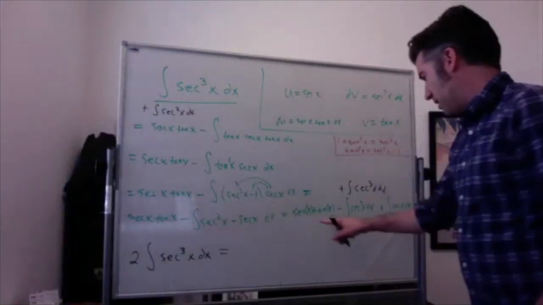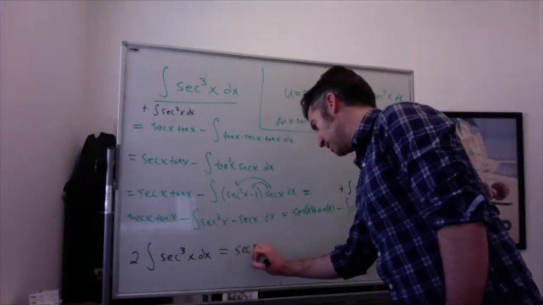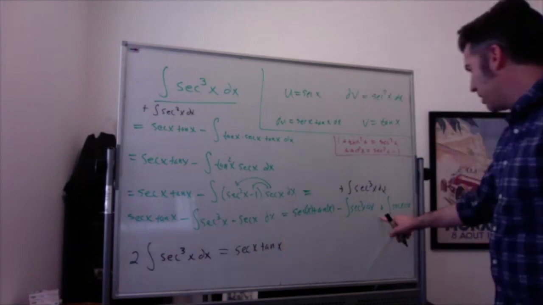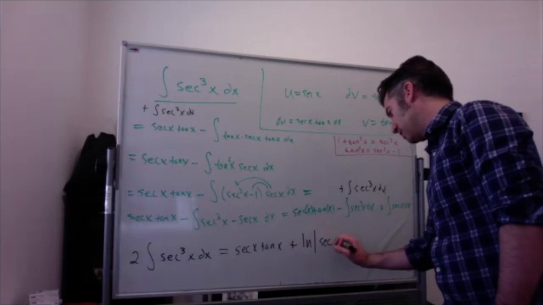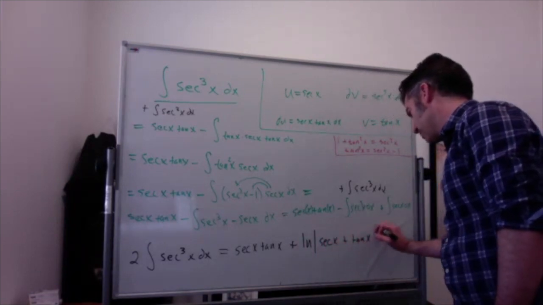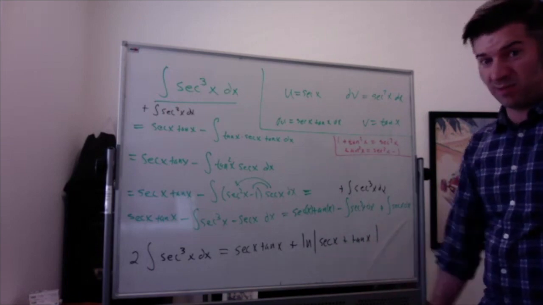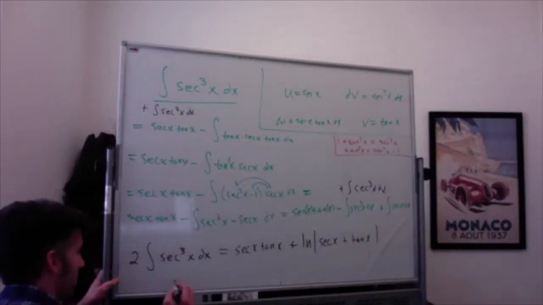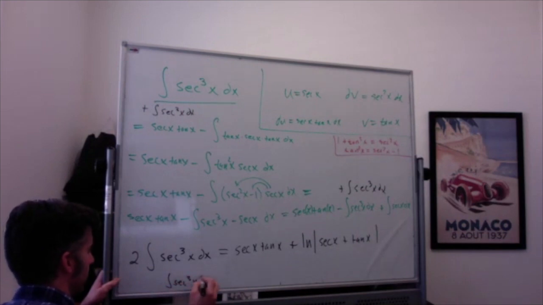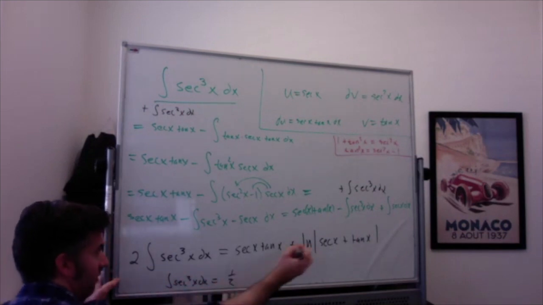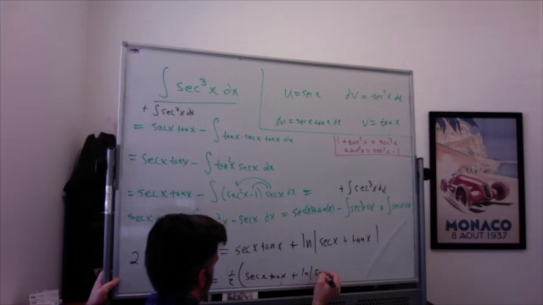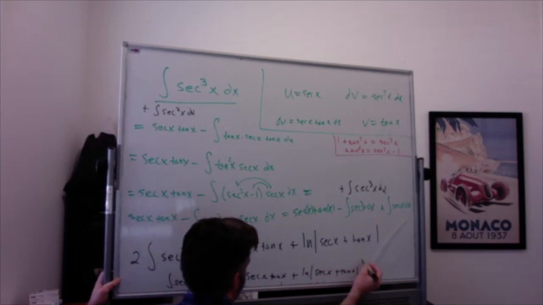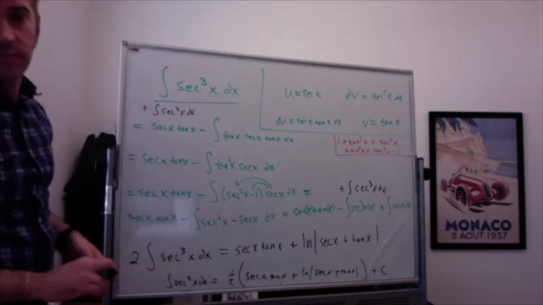So I do that, and I've got secant x tangent x plus the integral of secant x, which is the natural log of the absolute value of secant x plus tangent x. Finally, we divide both sides by 2. So the integral of secant cubed x dx is equal to 1/2 of all of this. It's 1/2 of secant x tangent x plus the natural log of the absolute value of secant x plus tangent x, plus c. That's how you integrate secant cubed.